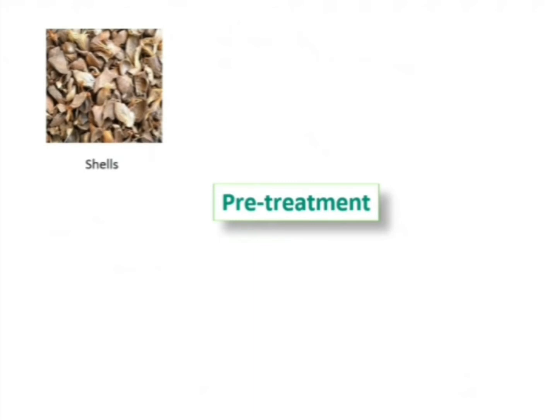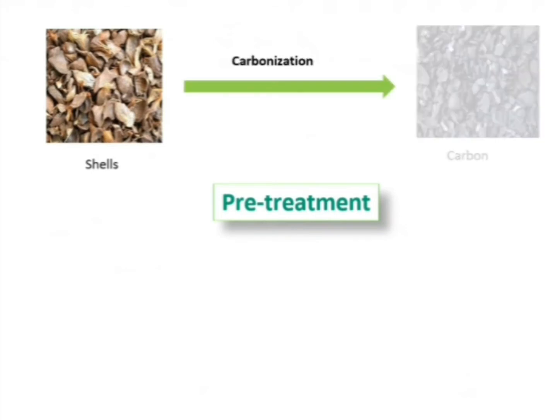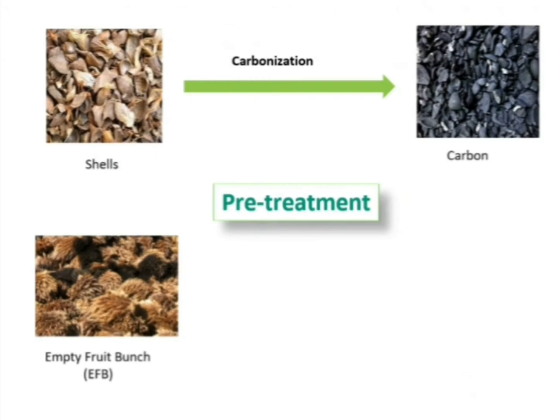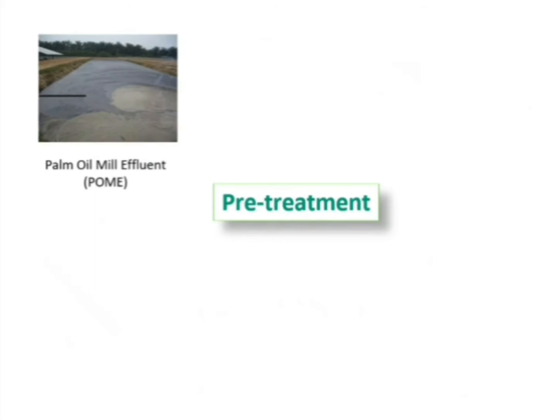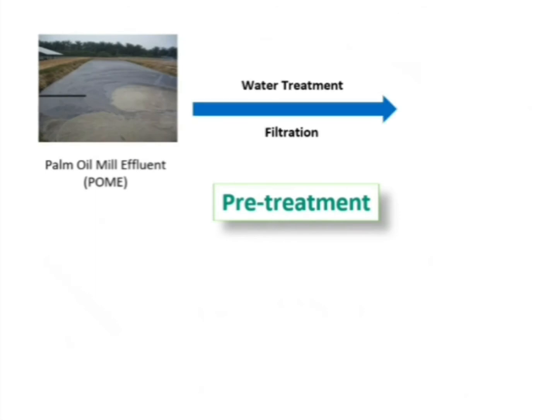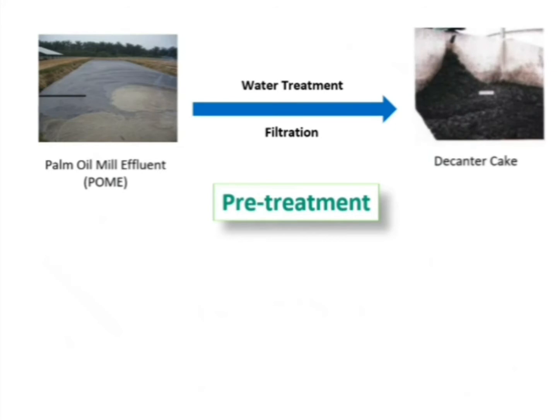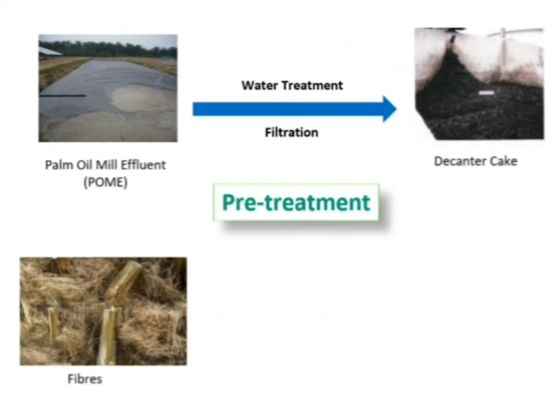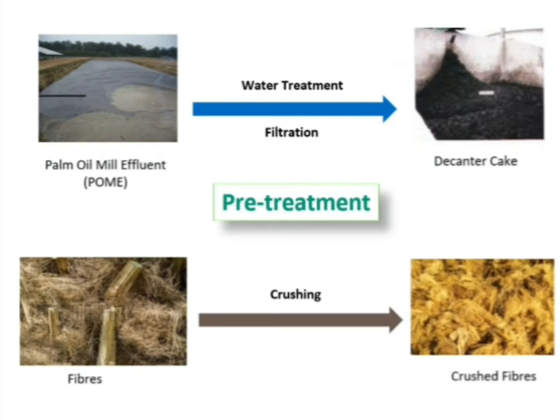Before using them for the fertilizer production, they need to undergo pre-treatment. The shells are carbonized to form carbon, and the empty fruit bunch is incinerated to form ash. And the palm undergoes water treatment filtration to form the decanter cake, while the fibers are crushed into crushed fiber.